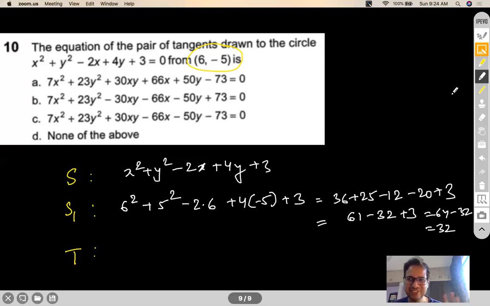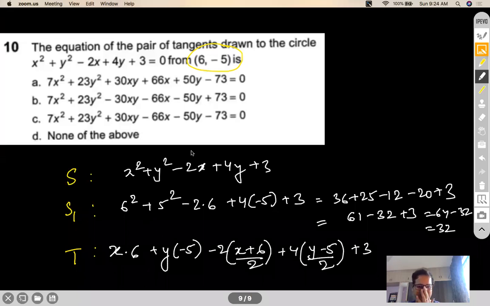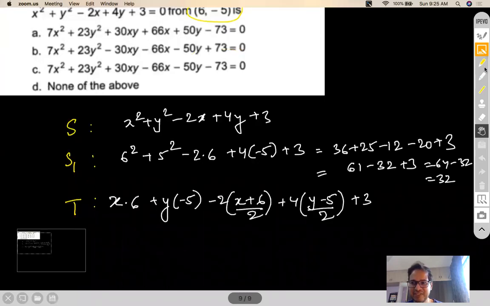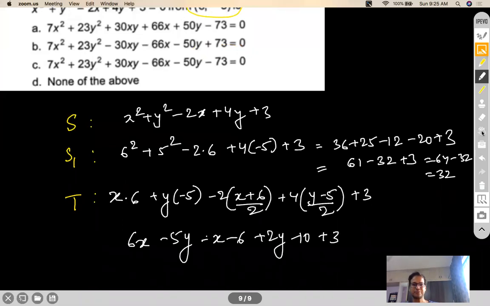T. There's nothing called T1. T is obtained by using x x1, y y1, and replacing your x with x plus x1 by 2, replacing your y with y plus y1 by 2, and letting the constant be as it is. So let me simplify this. This will give us 6x minus 5y minus x minus 6 plus 2y minus 10 plus 3. On simplification further, this should give me 5x minus 3y minus 13. So this is your T.